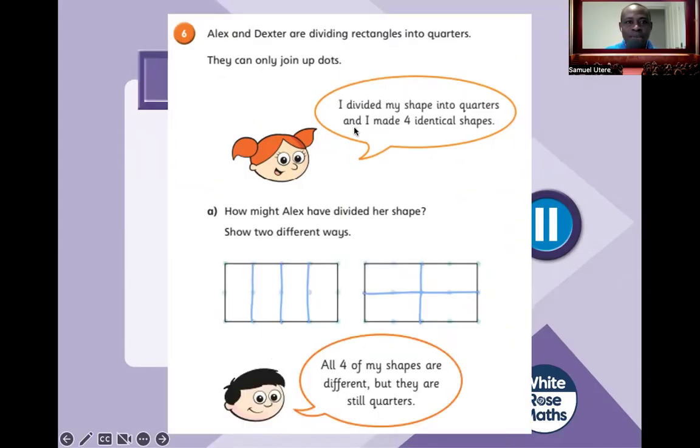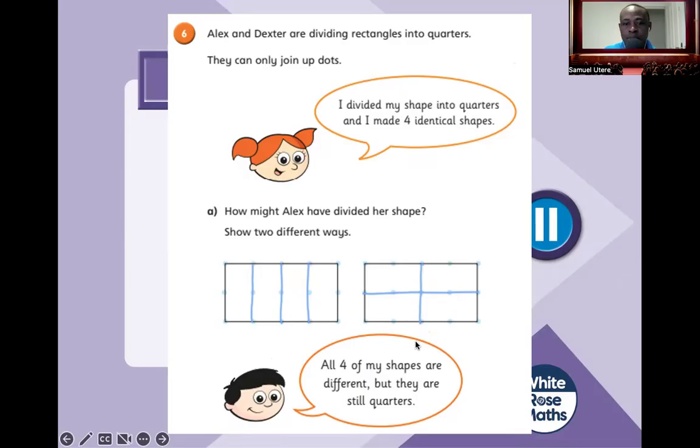Question 6A, you were asked, so Alex and Dexter are dividing rectangles into quarters. They can only join up dots. That's all they can do. So here, Alex says, I divided my shape into quarters and I made 4 identical shapes. How might Alex have divided her shape? So she could have done this, just joining dots. Remember, in the question, you were given this showing the dots. So she could have done this. And then here, Dexter says, all 4 of my shapes are different, but they are still quarters.